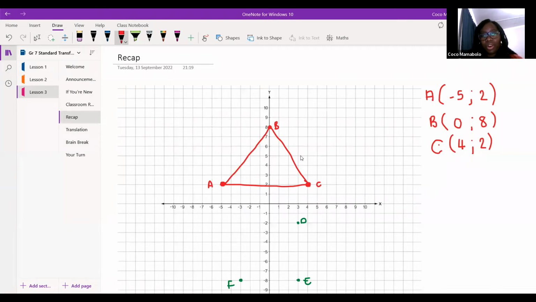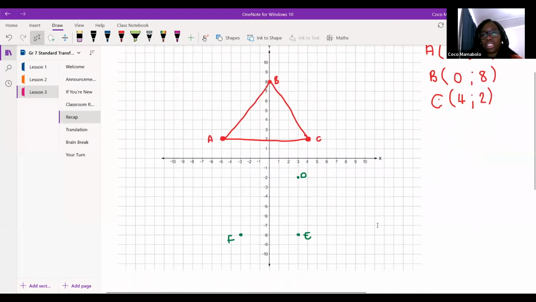Okay. All right, guys. Give me the coordinates for D, E, and F. Go for it. Coordinates for D, E, and F. Thank you. Tahila skipped D completely, and she went straight to E. So I'll skip D as well and go straight to E. 3 and -8. Somebody else give me the coordinates for D. Thank you, Danae.